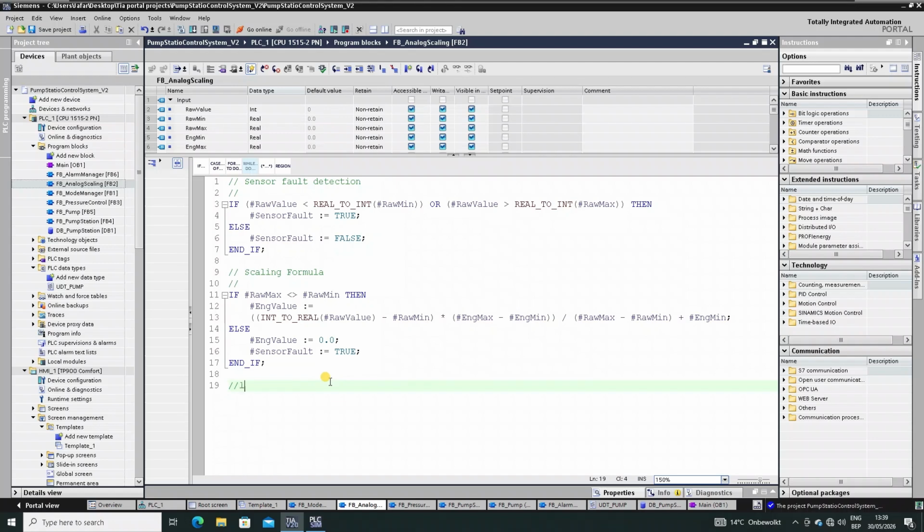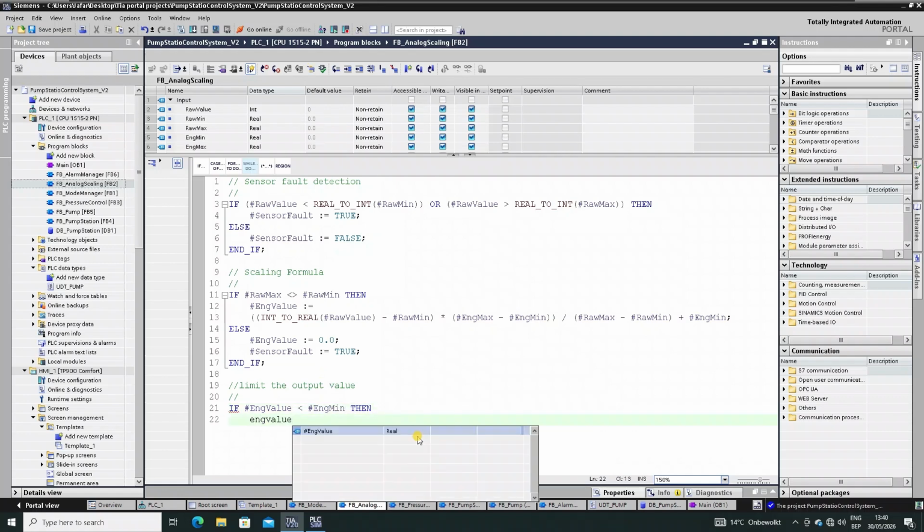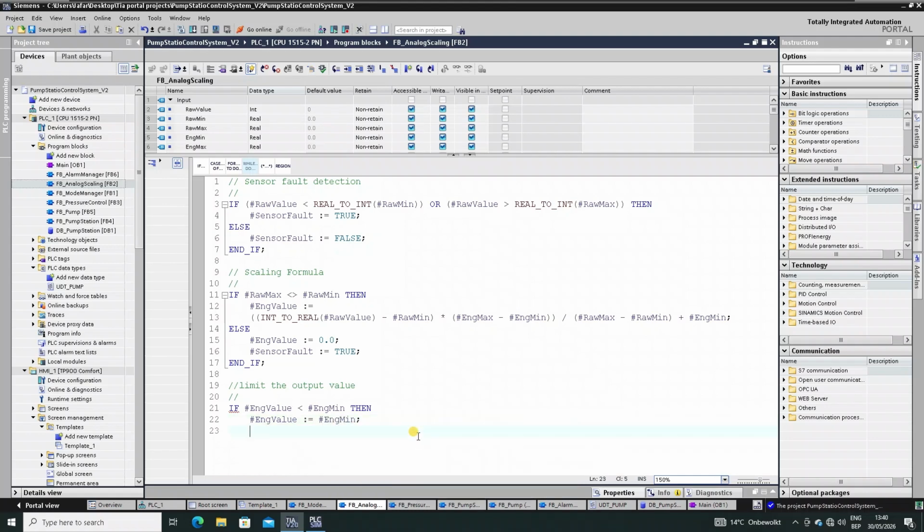After the scaling calculation, we limit the output value. If eng value is less than eng min, then eng value equals eng min. End if. If eng value is greater than eng max, then eng value equals eng max. End if. This means the final engineering value will never go below eng min or above eng max.